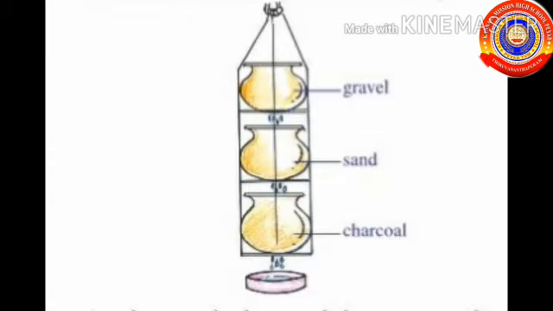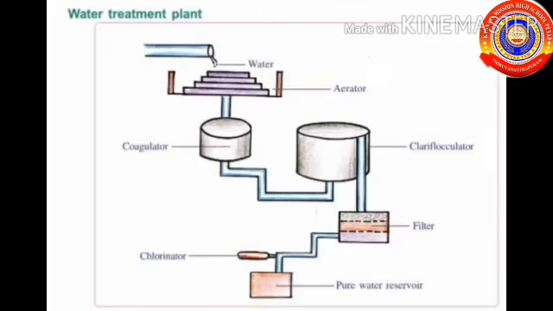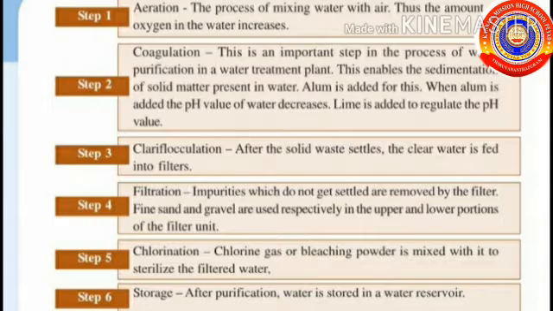These methods are not enough for water purification when water is used in large quantities. So we use modern methods like a water treatment plant. Let's look at the important steps in the process of water purification in a water treatment plant. The important steps are aeration, coagulation, clarification, filtration, chlorination and storage.